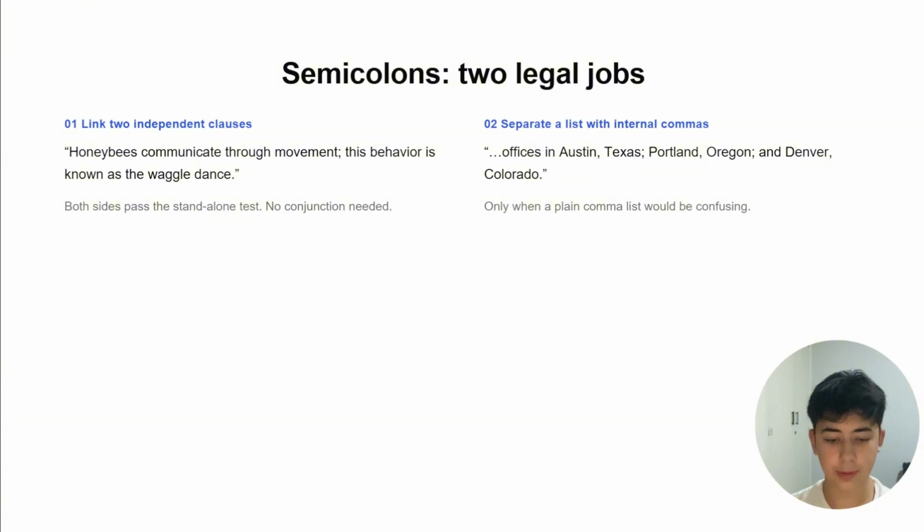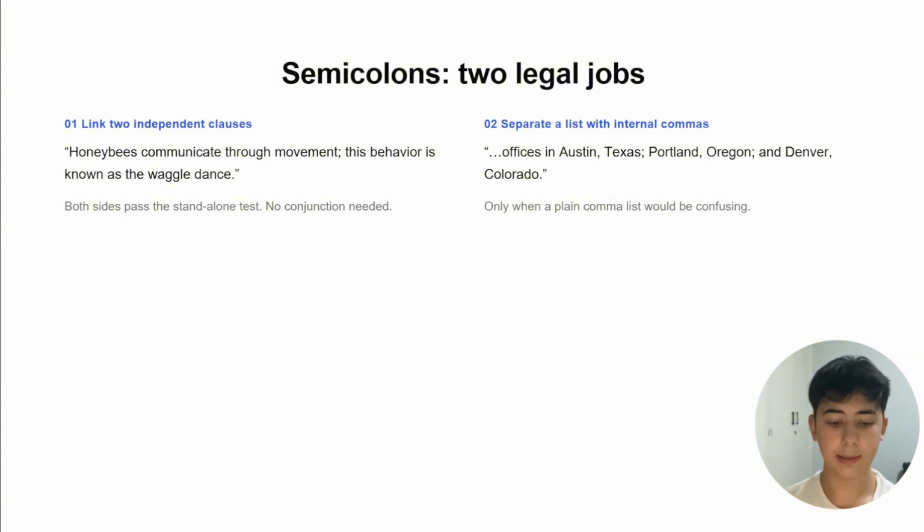Now, semicolons are actually simpler than commas, even though they might seem more complicated because they're really unfamiliar to you. You've never really used semicolons naturally, except for when you're studying for the SAT. However, once you understand semicolons, semicolon questions are going to be one of the easiest points on the test. So, job number one, they have two jobs.